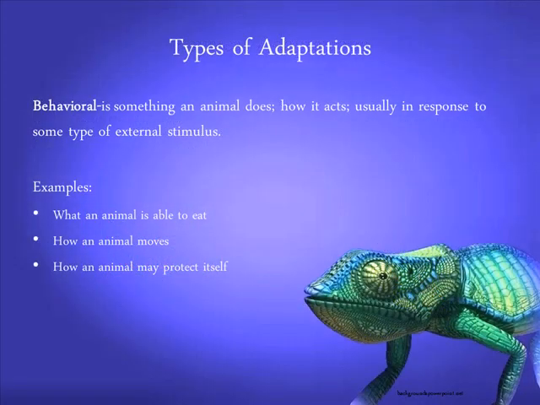A behavioral adaptation is something an animal does or how it acts. This adaptation usually is in response to some type of external stimulus. An example of a behavioral adaptation is what an animal is able to eat, how it moves, or how it may protect itself.